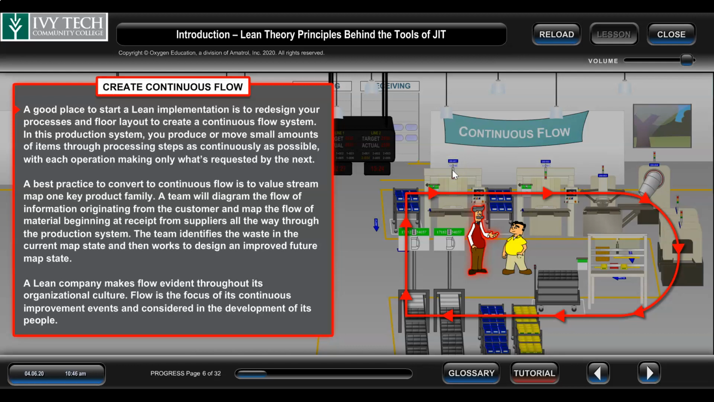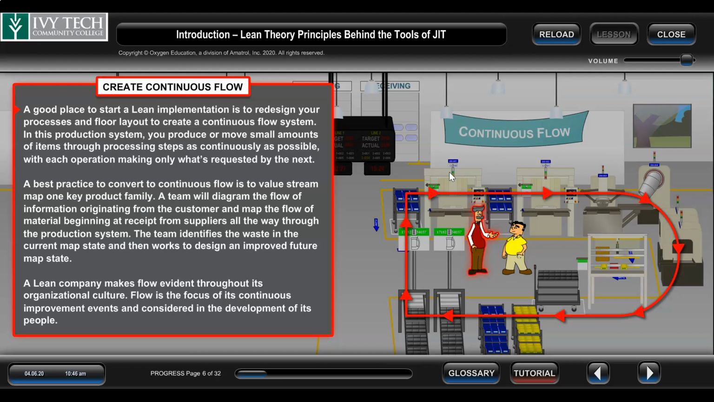A best practice to convert to continuous flow is to value stream map one key product family. A team will diagram the flow of information originating from the customer and map the flow of material beginning at receipt from suppliers all the way through the production system. The team identifies the waste in the current map state and then works to design an improved future map state.